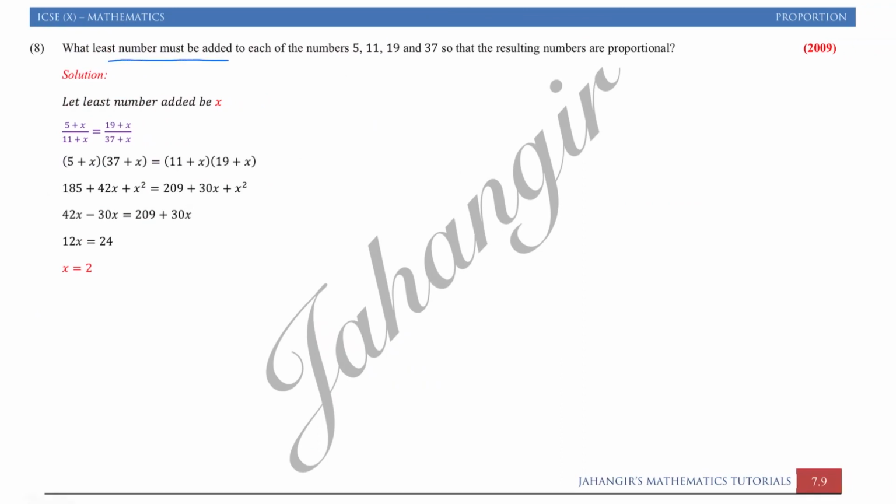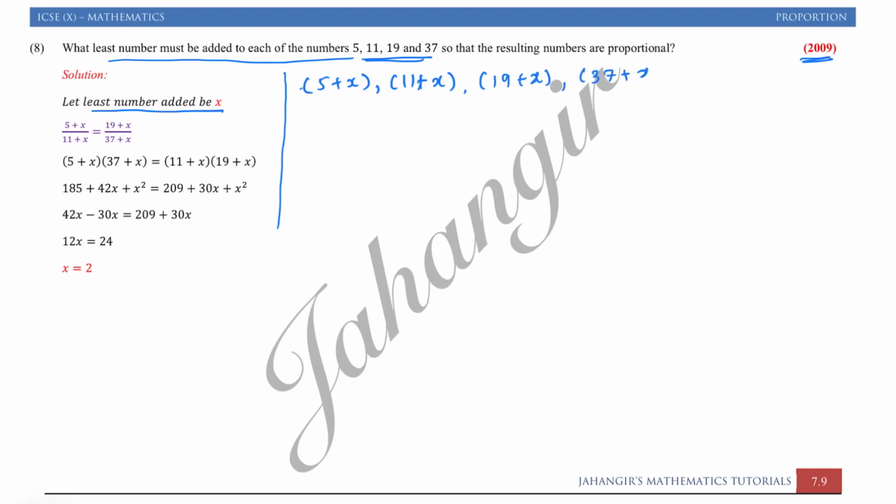See, again we get this question. What least number must be added to 5, 11, 19, 37 so that the resulting numbers are in proportion? 2009. So I can say, let the number added be x, so that 5 plus x, comma 11 plus x, comma 19 plus x and 37 plus x are in proportion.